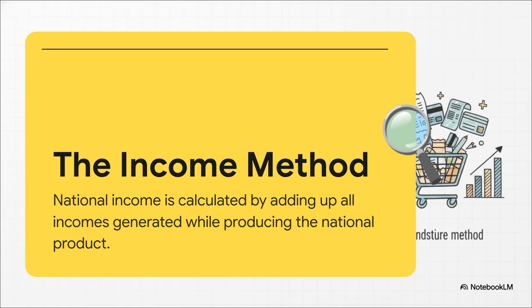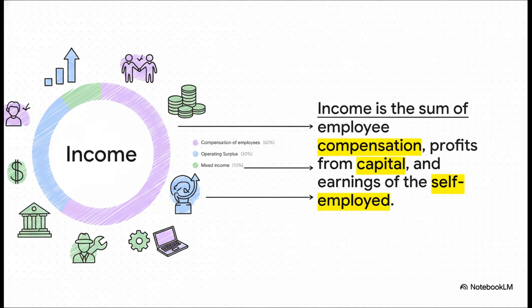It has to. That dollar might become wages for an employee, or rent for a landlord, or interest for a lender, or profit for the business owner. It all has to go somewhere. So what economists do is they add up all these different streams of income. Usually, the biggest slice of the pie is compensation of employees. That's all the wages and salaries.